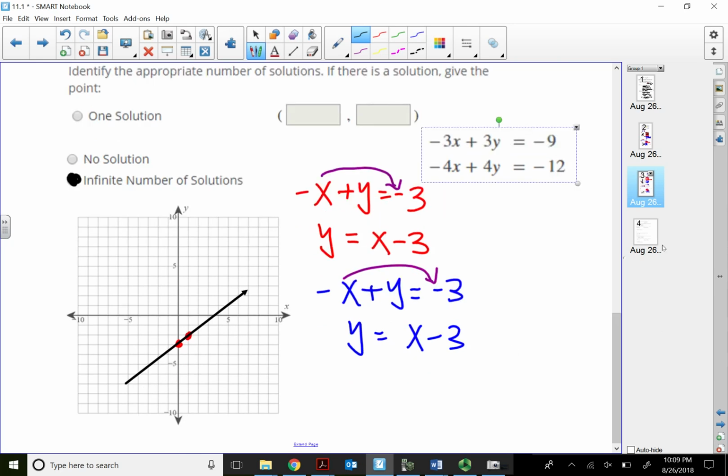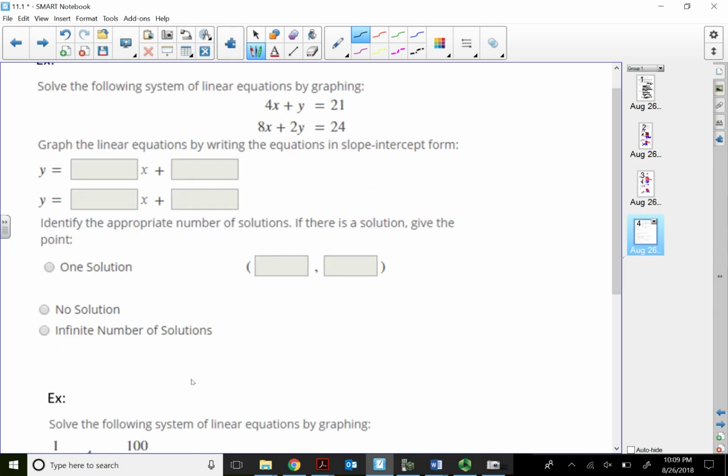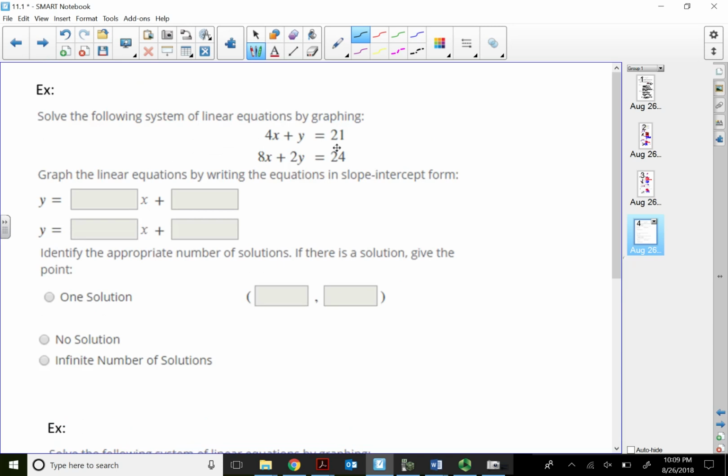All right. Excuse me. All right. These I didn't put any graph right here because I want to train you how to do this just by visually looking at it. Once I get y by itself, see if we can determine what's going on.